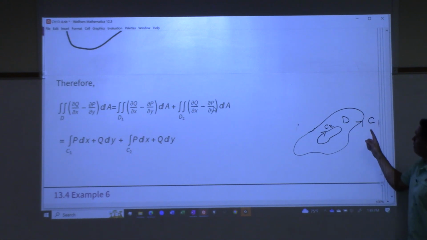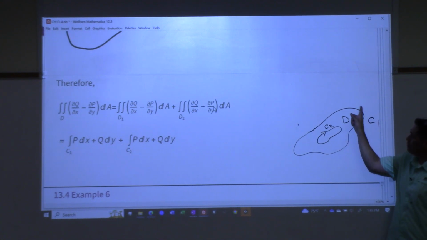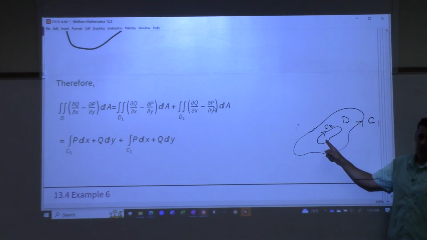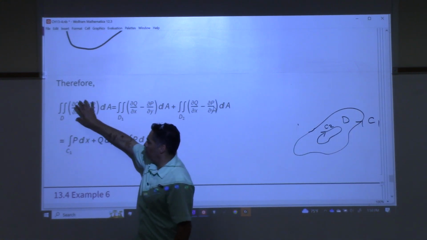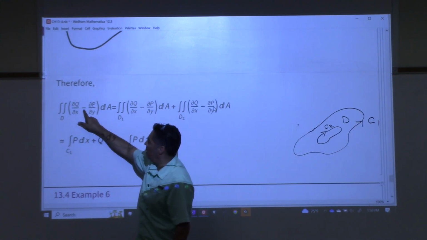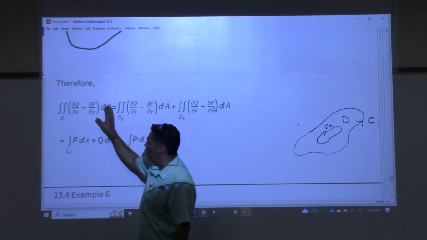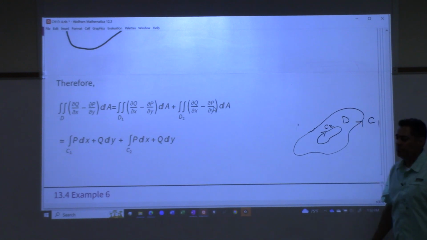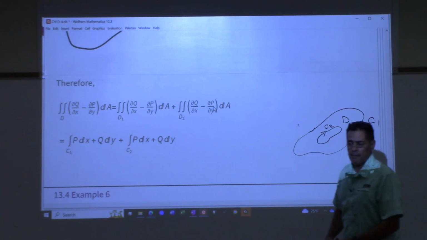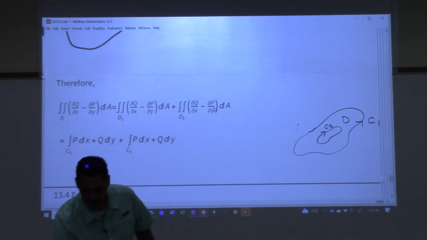Okay, so if we have this region D, we've got a curve going in the positive orientation around the outside and another curve, C2, going in the negative orientation on the inside. Then the double integral over D of Green's theorem, partial Q with respect to X minus partial P with respect to Y with respect to area, all of that should just be the sum of the two line integrals, C1 and C2 respectively. Okay?